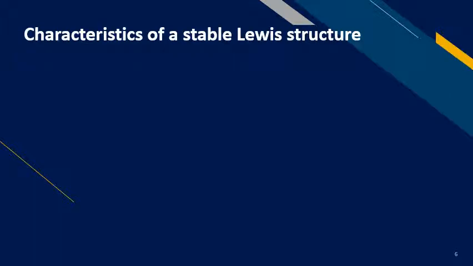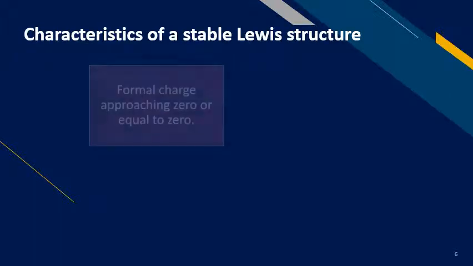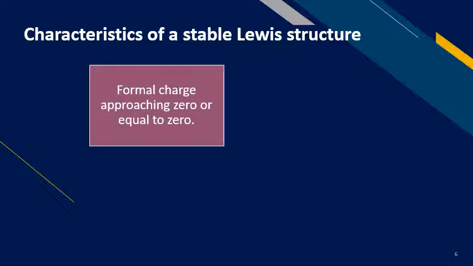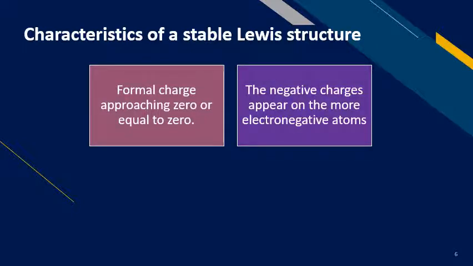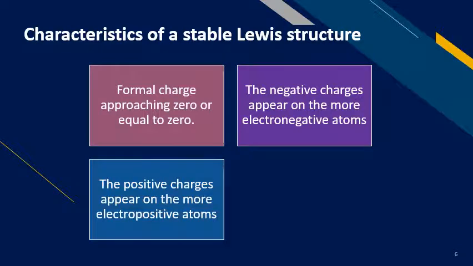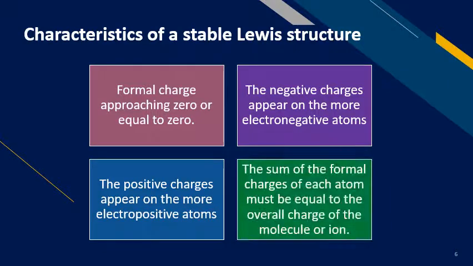What is the characteristic of a stable Lewis structure? First, the formal charge must be approaching zero or equal to zero. Second, the negative charge appears on the more electronegative atoms. Third, the positive charge appears on the more electropositive atoms. And finally, the sum of the formal charge of each atom must be equal to the overall charge of the molecule or ion.